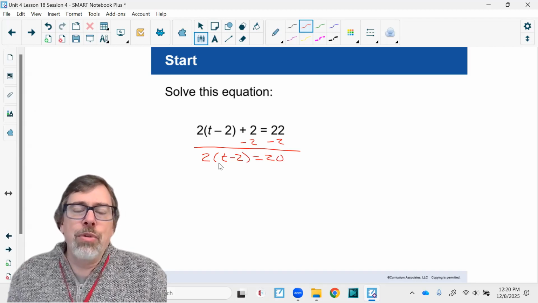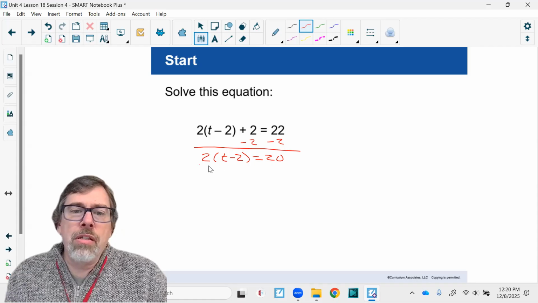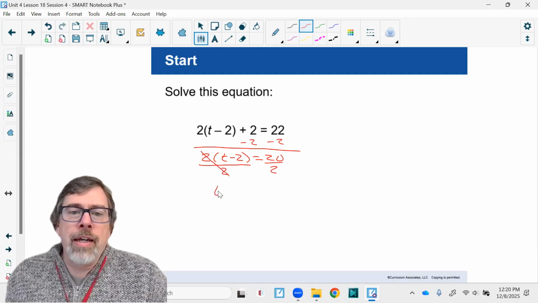Now I could do 2 things here. I can either distribute and simplify the left side, or I can just cut to the chase and get that t minus 2 in the parentheses by itself, or isolated. I'm going to divide both sides by 2 at this point, because these 2's will cancel, and then I simply get t minus 2 equals 20 divided by 2, which is 10.